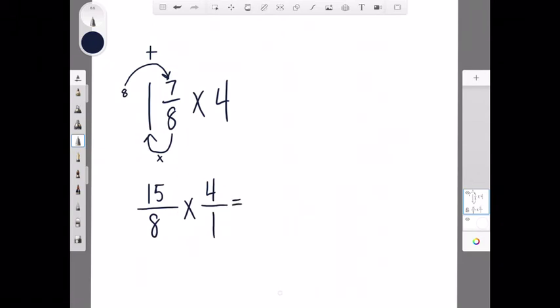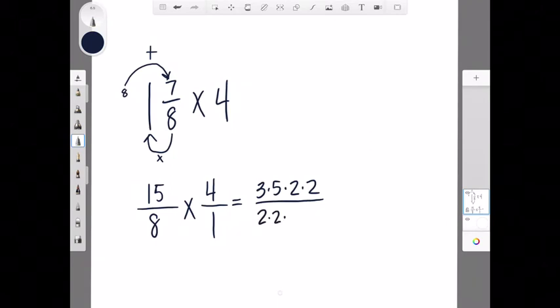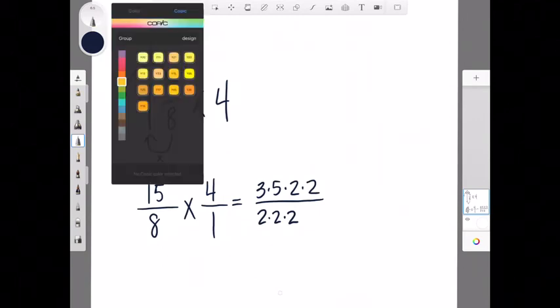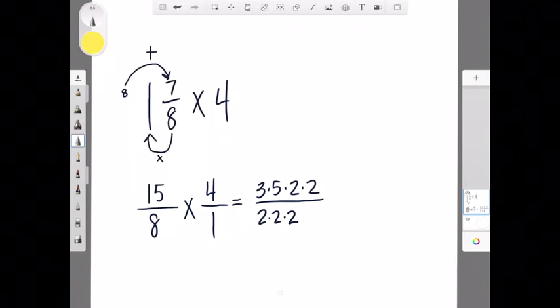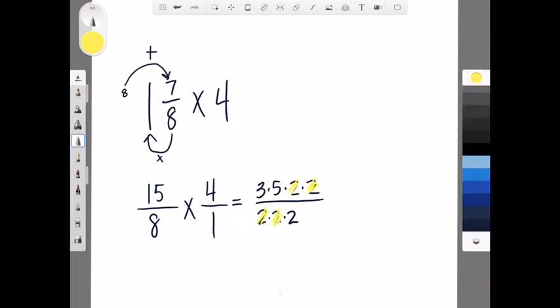Now we're going to write the prime factors of each of these. 15 is 3 times 5. 4 is 2 times 2. 8 is 2 times 2 times 2. And 1, remember, is not a prime number, so we don't list it at all. Now we're going to cross off everything that's the same. We've got a 2 here, 2 here. And then what's left is 3 times 5, or 15. And just a 2 is left here.